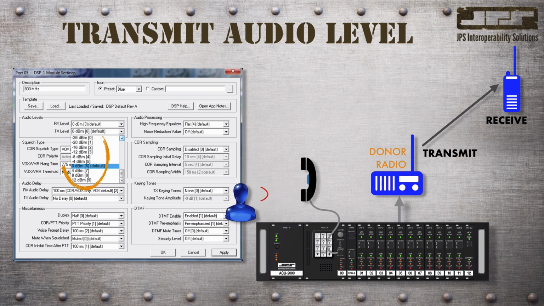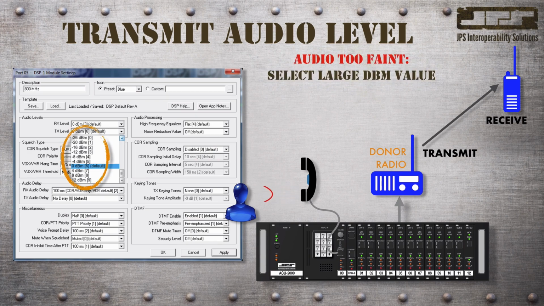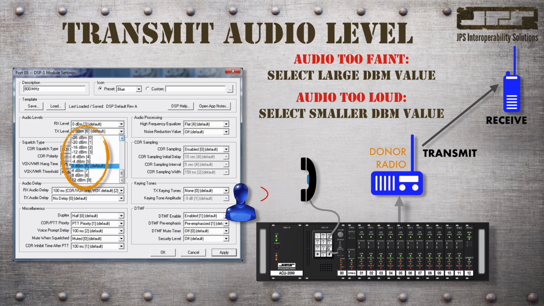If the audio heard at the field radio is too weak, select the larger dBm value from the TX audio level pull-down menu. Larger dBm values will increase the audio drive to the donor radio, and don't forget to click apply to commit the setting. If the audio at the field radio is too loud or distorted, select a smaller dBm value.